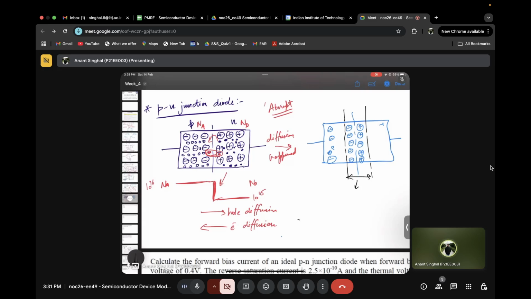So now what you can clearly see is this area is depleted of free carriers. So what do we call this region? We call this region the depletion region. And in the depletion region, we have a higher potential and a lower potential, right? There should be an electric field from higher potential to the lower potential. Is this clear to everyone?